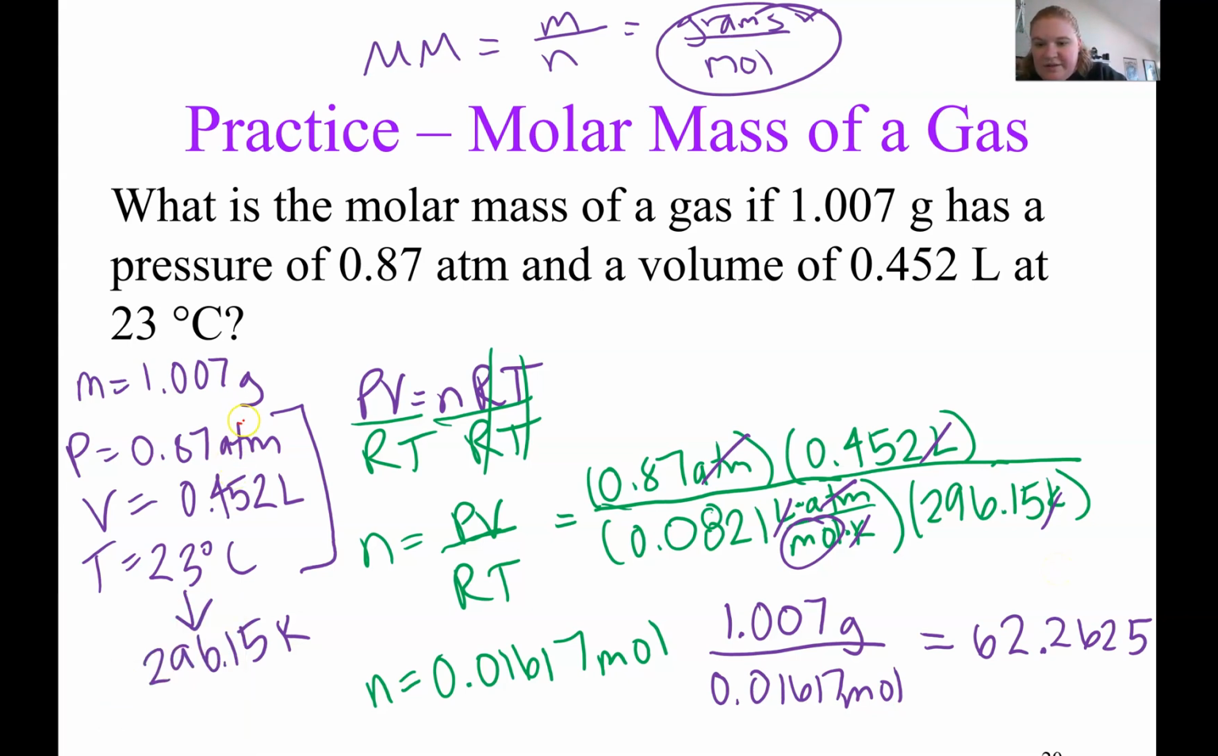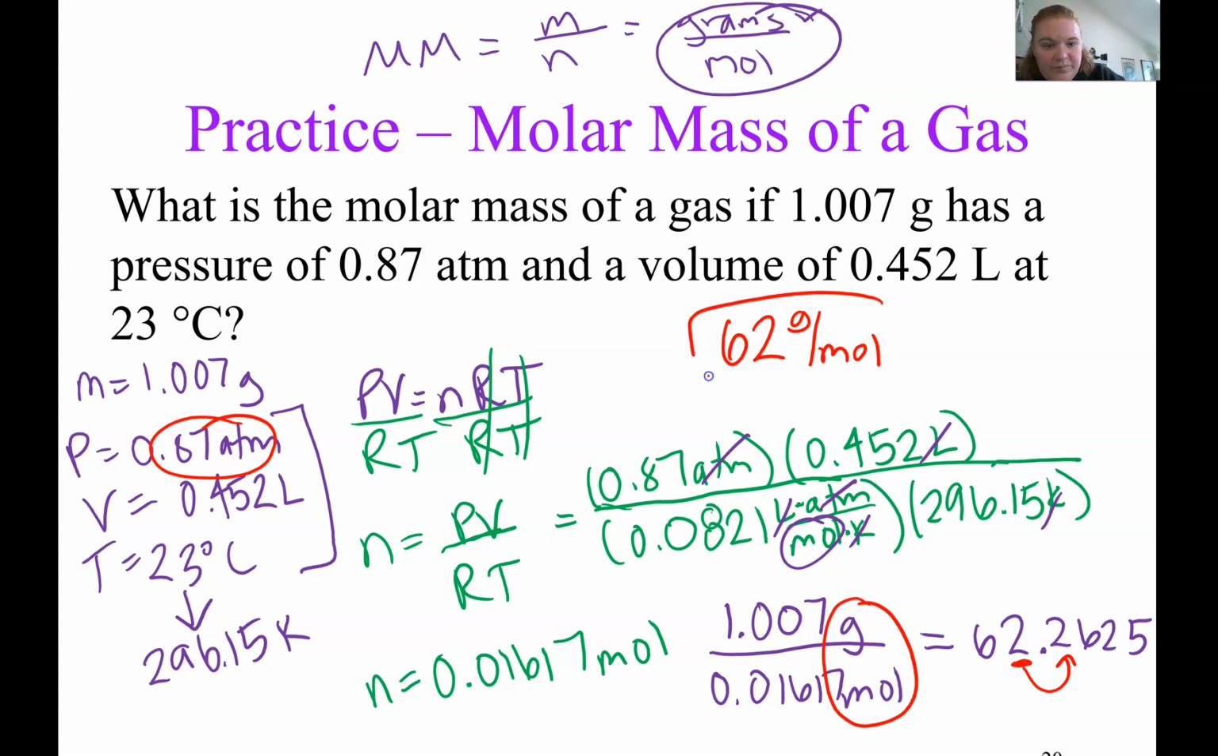Looking back at what I started with, it looks like 2 is the smallest value. So we're going to stop it at 2 significant figures. And my units, I divided grams and moles. Those don't cancel out, so we keep both of them. Grams per mole.